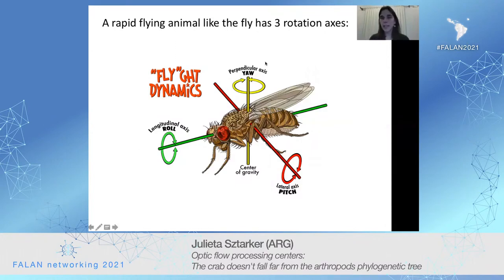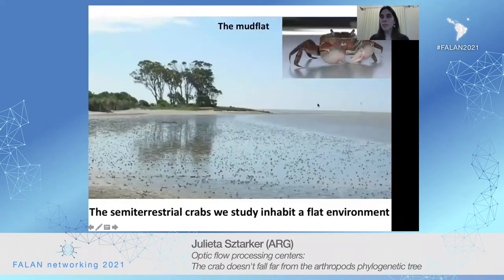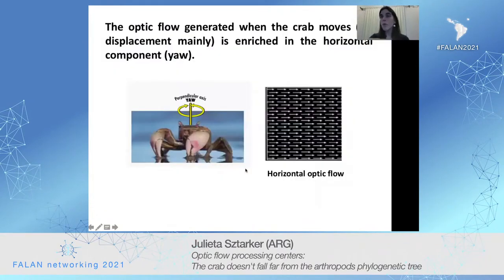possible axes, yaw, roll, and pitch, the optic flow that the visual system experiences is rather complicated, especially if you compare it with the natural environment of our species of crab, that is a semi-terrestrial crab living in very flat environments, where when it moves, it actually experiences mostly horizontal optic flow.